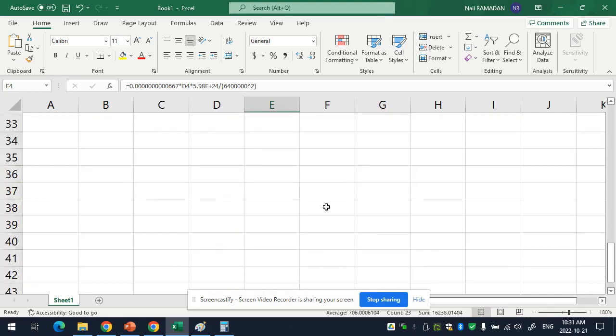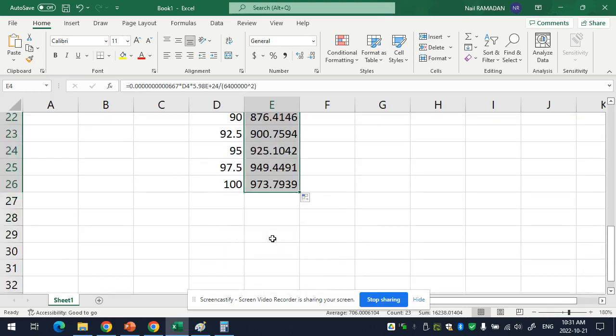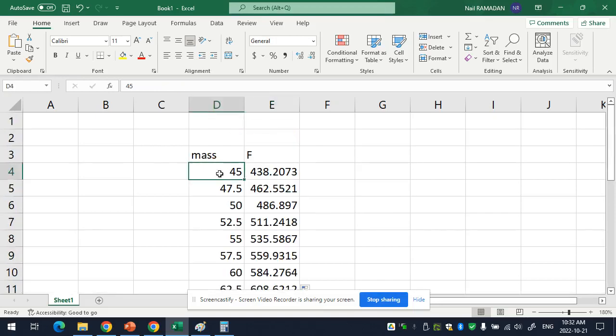So Ali, you used 100, right? What answer did you get for 100? Boom. So what did I do? Look, I did 45 here, and then I said, go to this cell, D4, and add 2.5. And then I just populated the whole thing. Do you see what I mean? So it's jumping in steps.